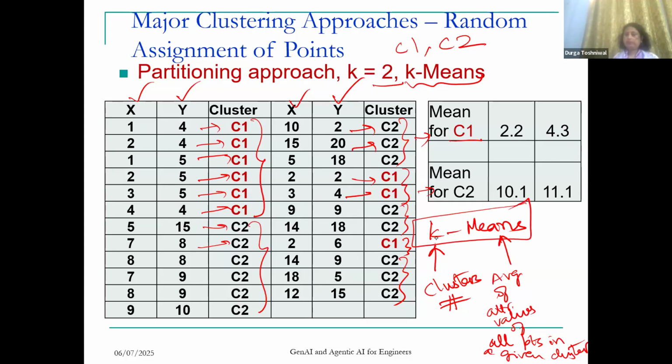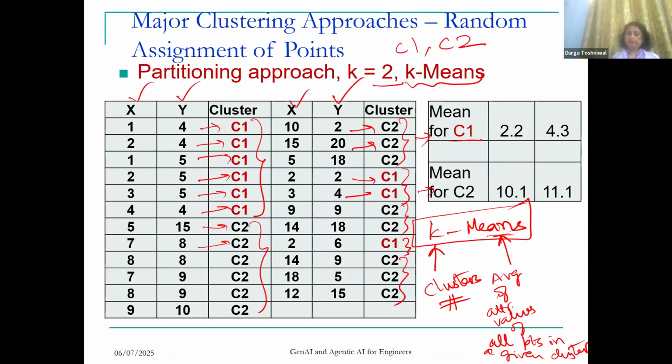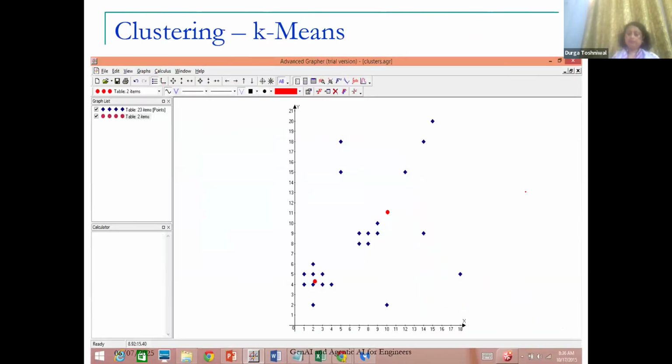K is the number of clusters. Means identifies that we are going to use the notion of average or mean value. And how we are going to use it, I'll just show you. So here I already told you, we have identified the mean of C1 as 2.2 and something and 10.1. And then you can see there is a visualization. These are all the points that have been assigned. So these are the cluster centers for clusters C1 and C2. And accordingly, the points are assigned to clusters C1 and C2.